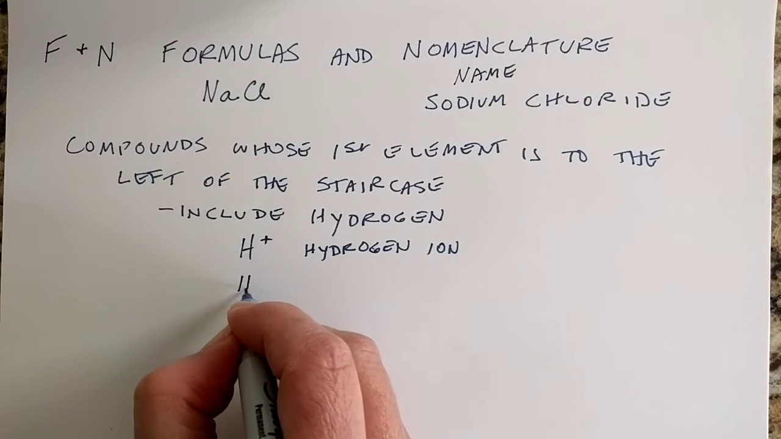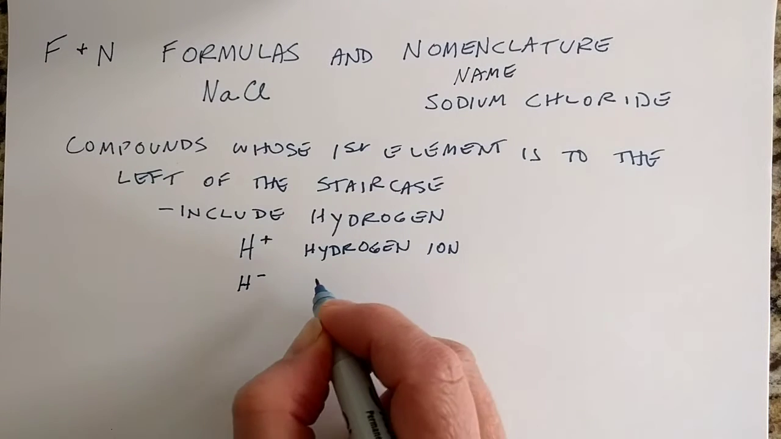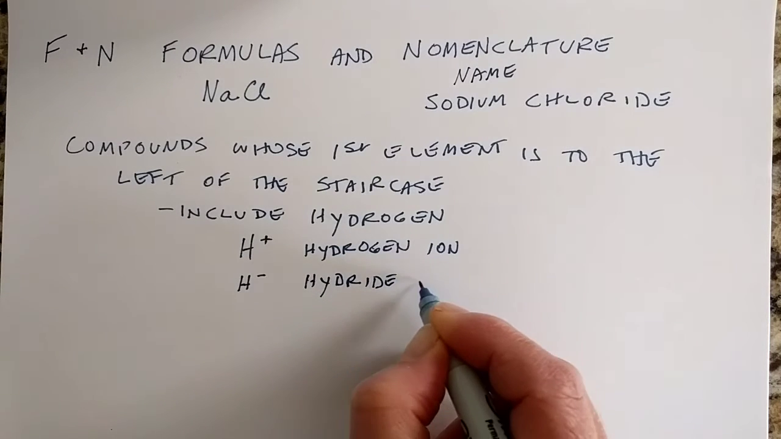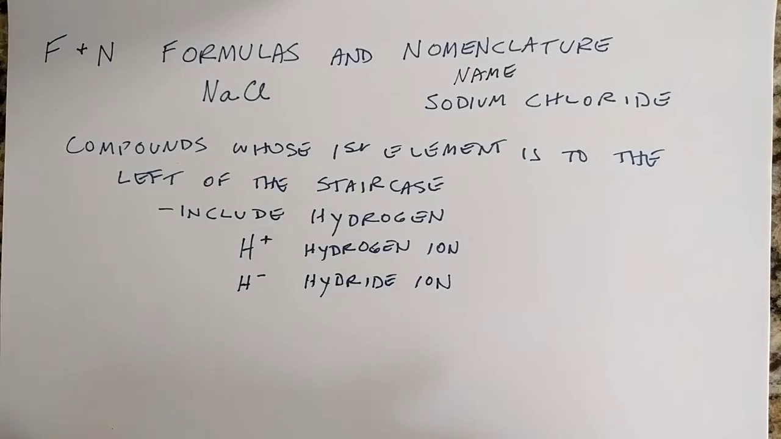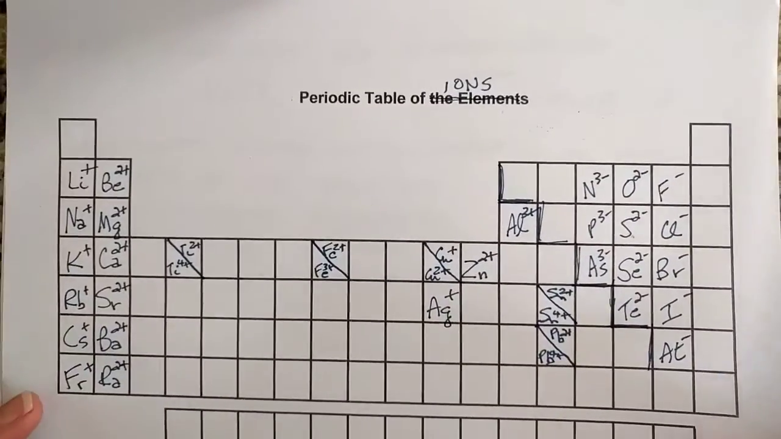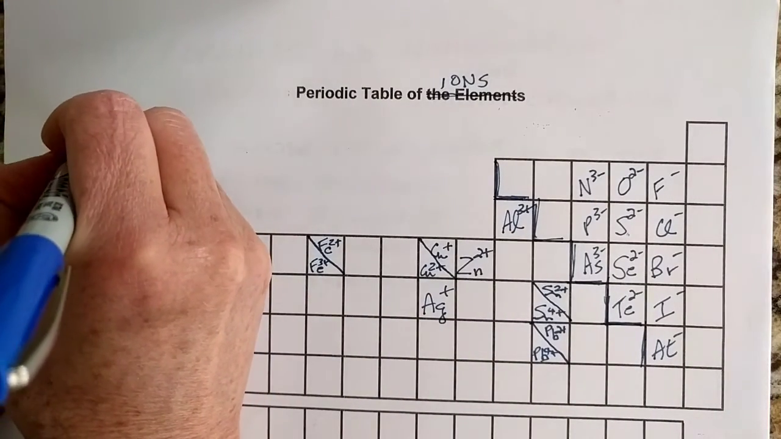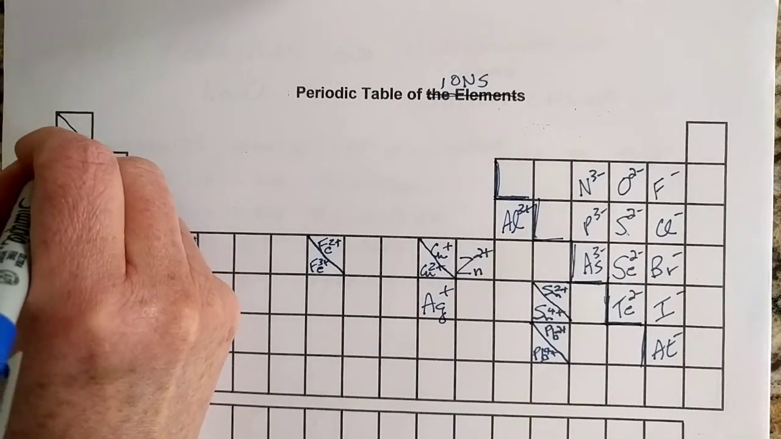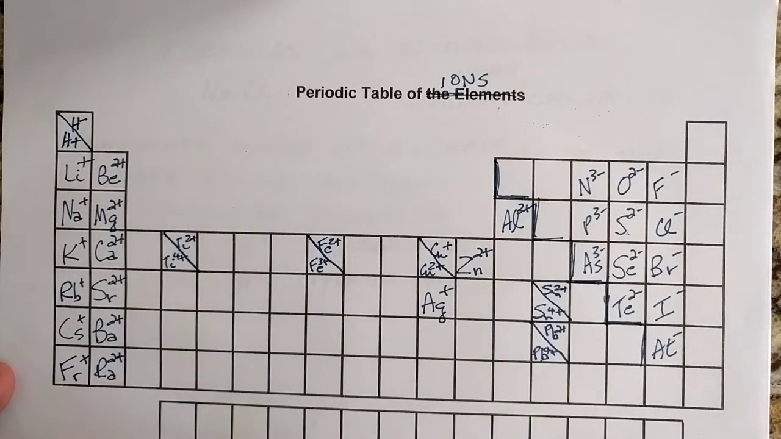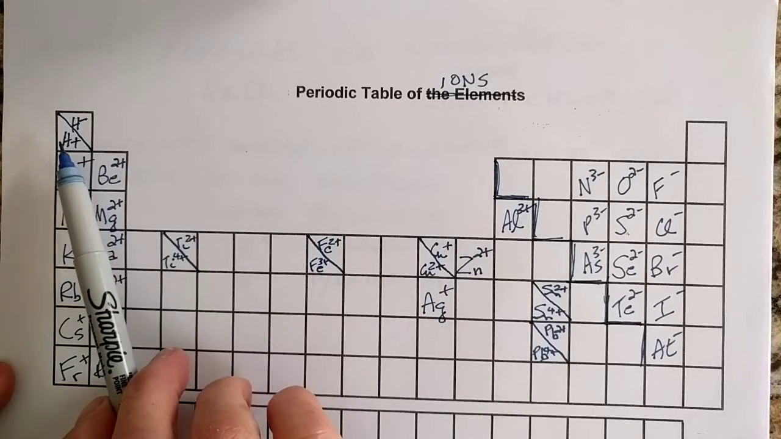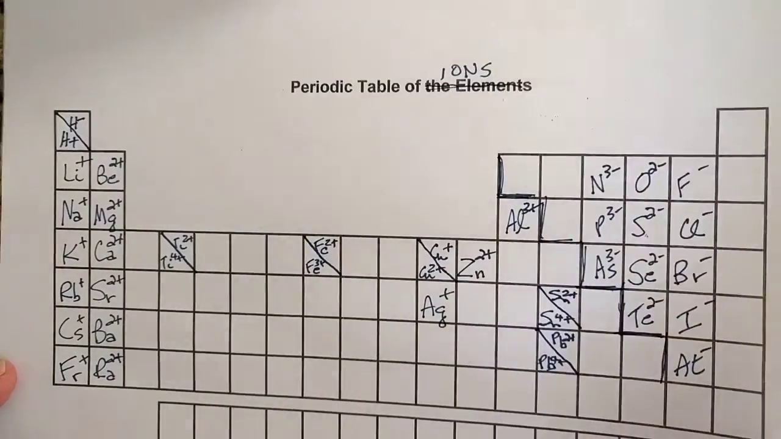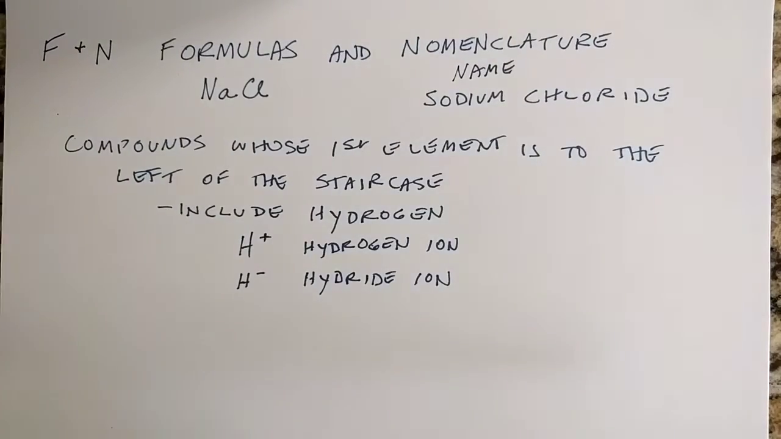In that case, our hydrogen gains an electron and becomes H minus, and this is called the hydride ion. So let's add hydrogen to our periodic table of ions. Over here, we're going to put in our H plus and H minus. When hydrogen is at the beginning of the compound, it'll be H plus. When it's at the end of a compound, that's when it would be H minus, acting as the anion.